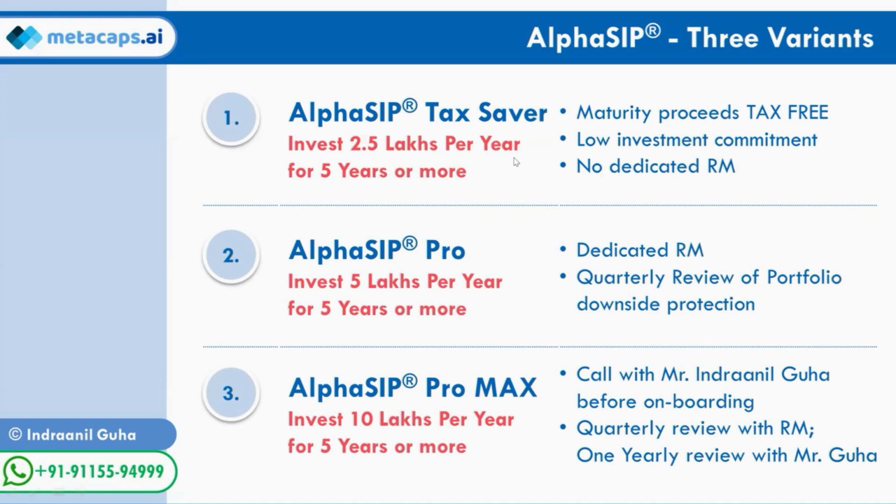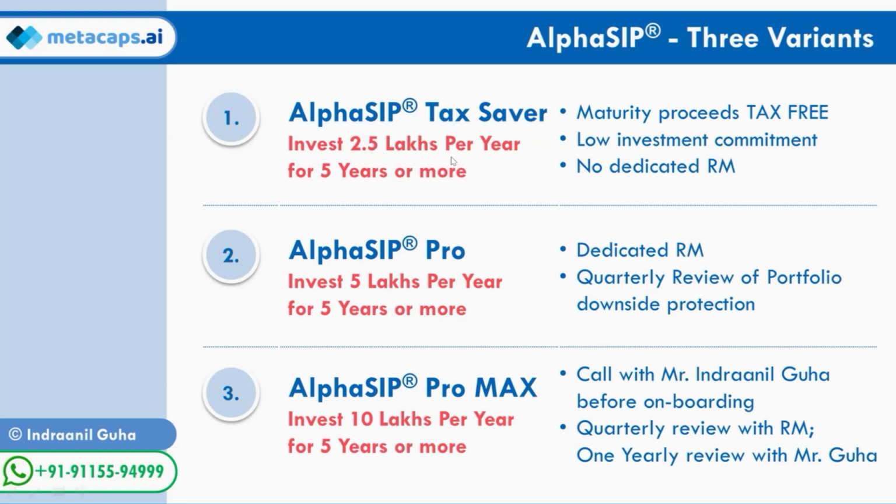There's no minimum or maximum amount. The only amount that we accept in this is 2.5 lakh rupees per year. In AlphaSIP tax saver, as I just mentioned, there's a lock-in of 5 years, but at the end of 5 years, you can take your money out and the entire maturity proceeds are tax-free.